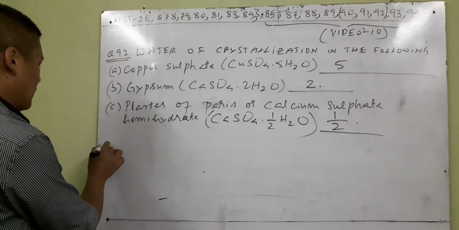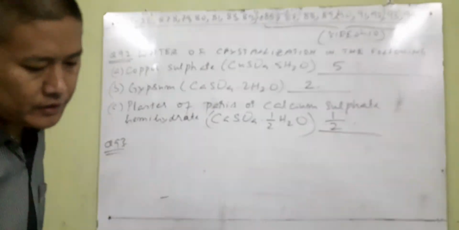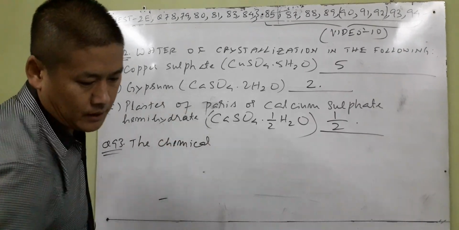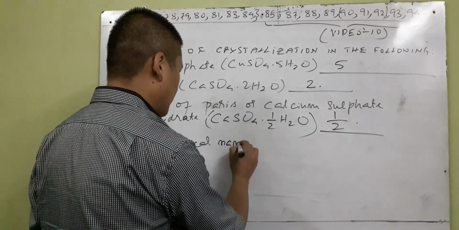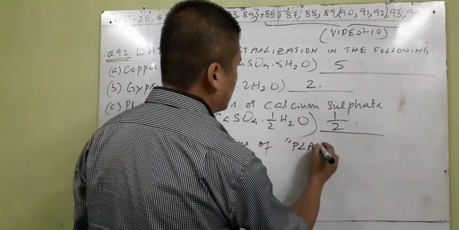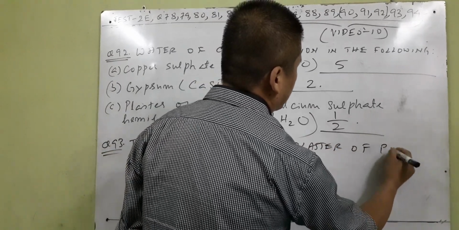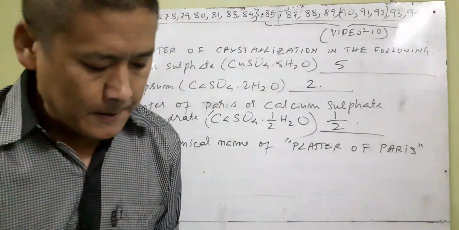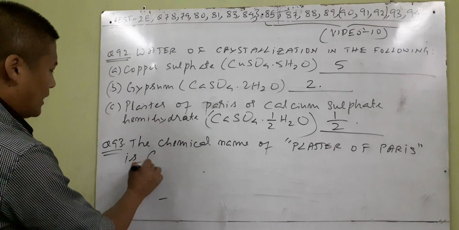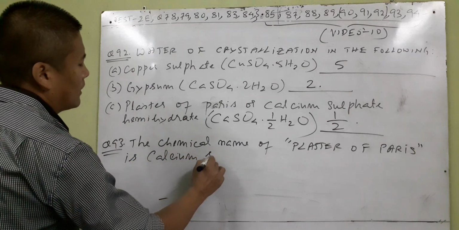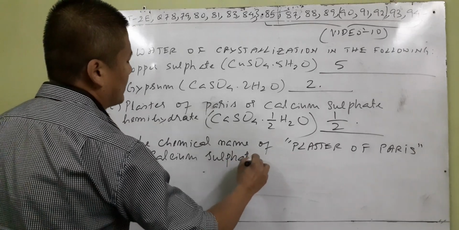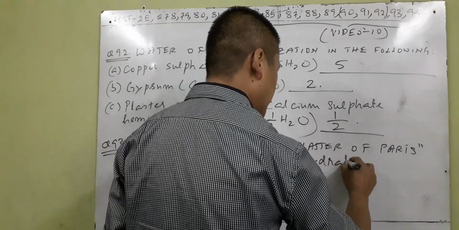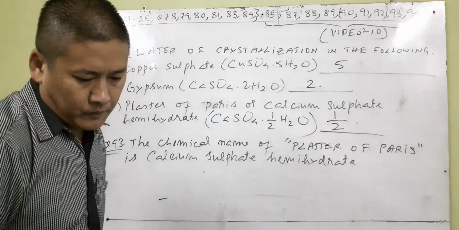So write down question number 93. This is just a general knowledge kind of question, but it helps you. The chemical name of plaster of Paris, just now I told you what it is, used for casting broken bones as well as for making statues also, is calcium sulfate hemihydrate. This kind of doing yourself helps you a lot, so just do it. Calcium sulfate hemihydrate.